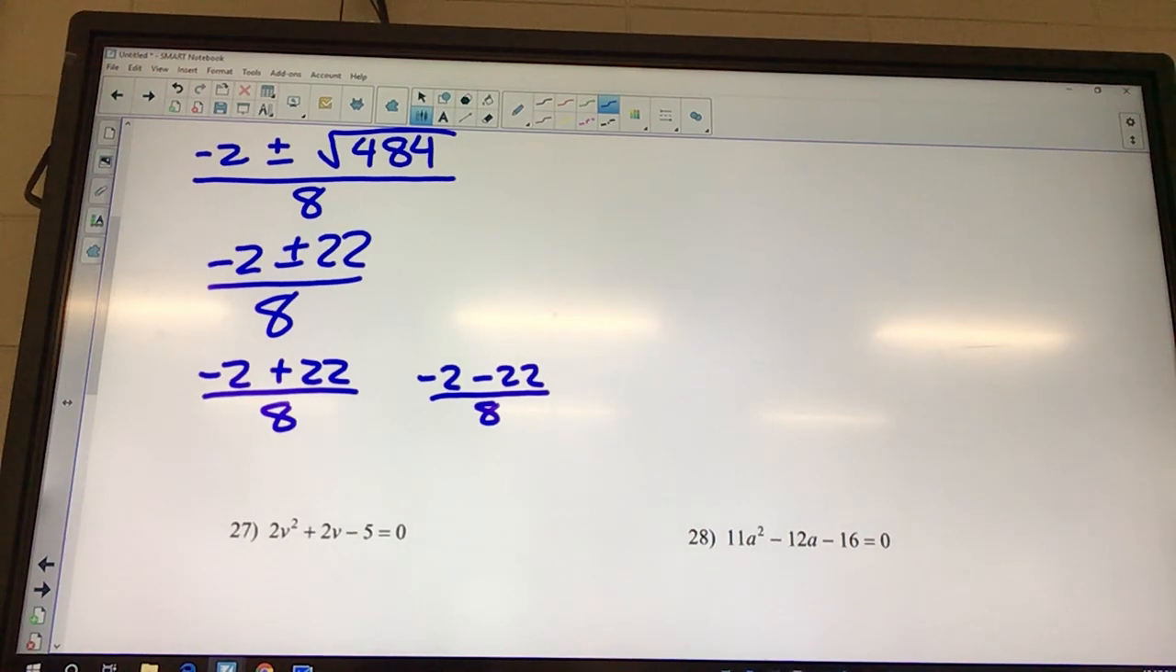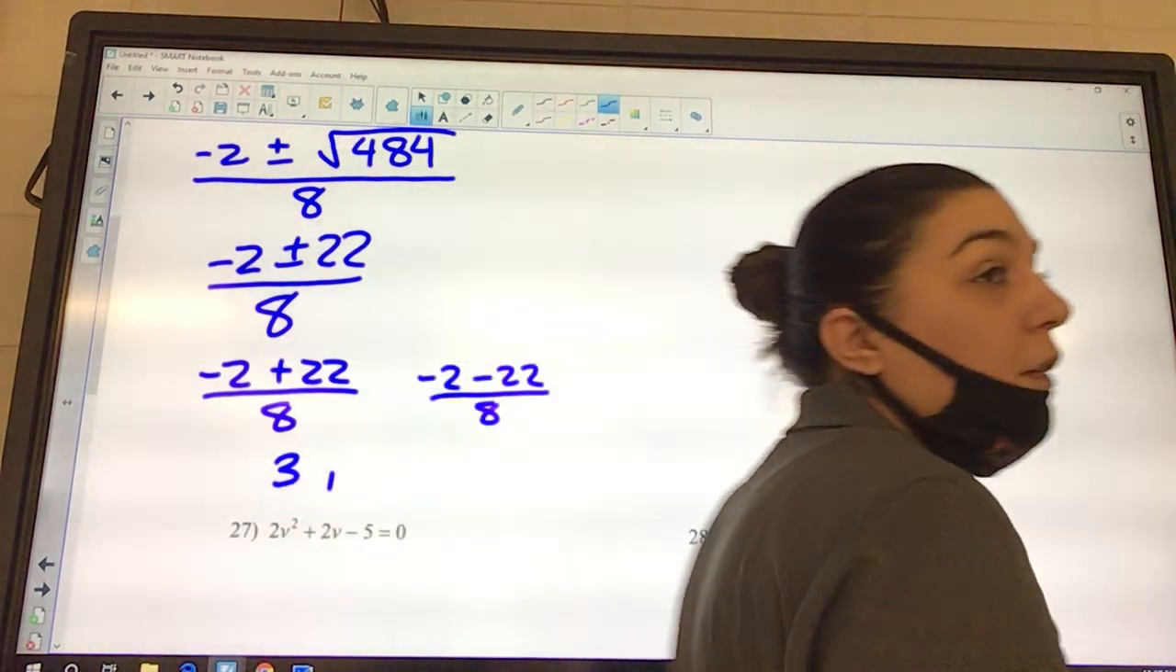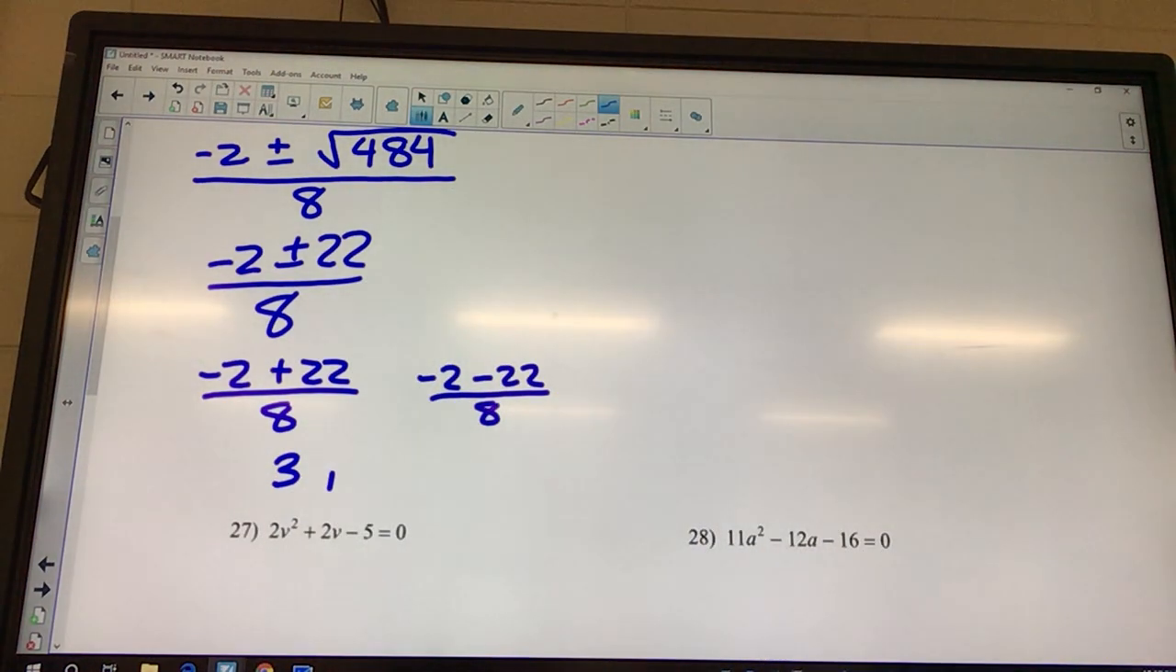Some of you guys do the first one, some of you guys do the second one. See what you get. Or just write it, Jaden. I got 5 over 2. Yeah, it's 5/2. See, that's why you need calculator practice. I would have just put that.